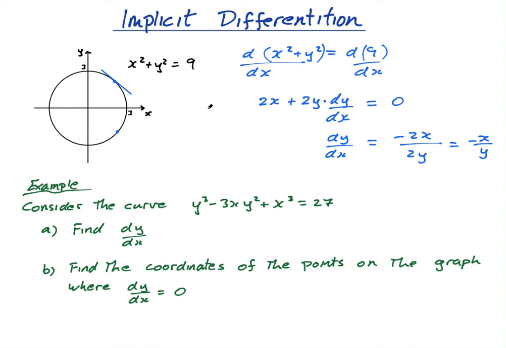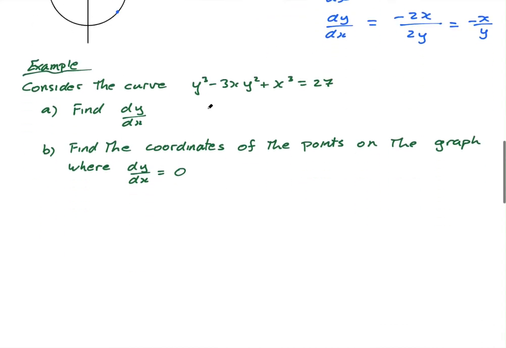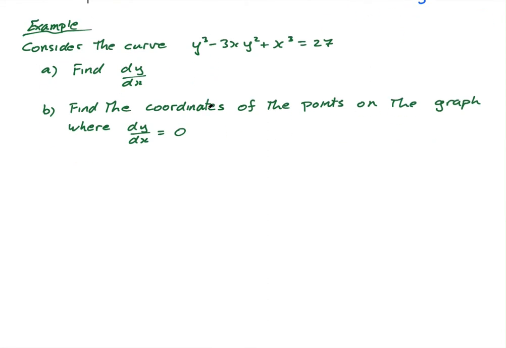I want to do an example. It's pretty much taken from a past paper question. I've altered it very slightly, just the first part. I actually want us to get the derivative. Okay, so what we're going to do is differentiate the left and differentiate the right.